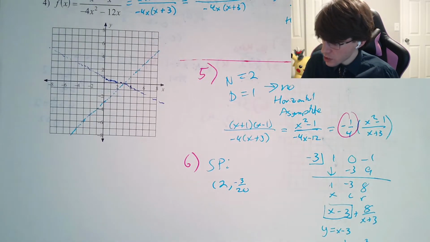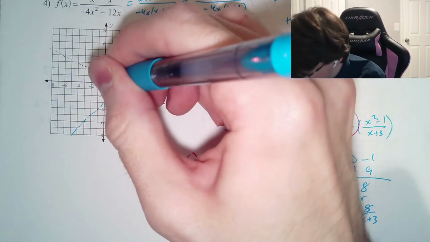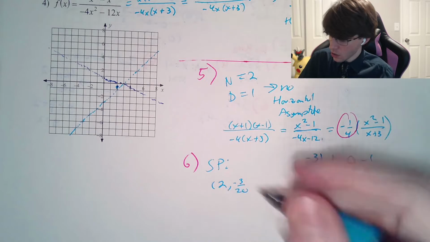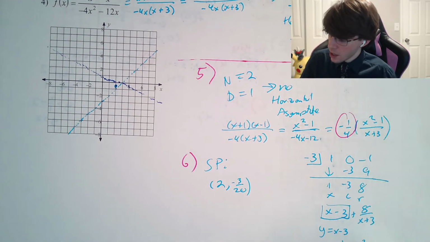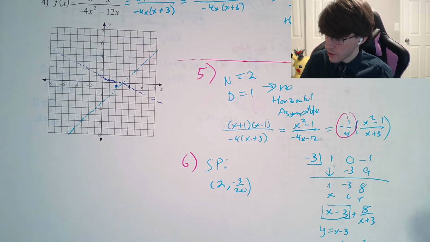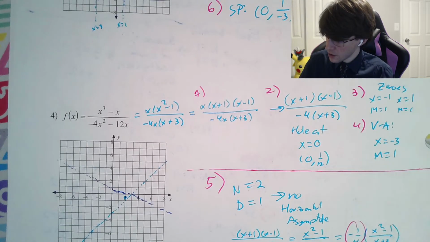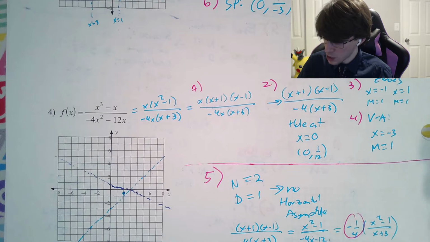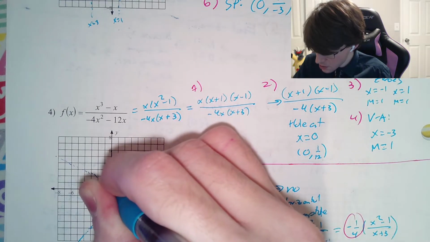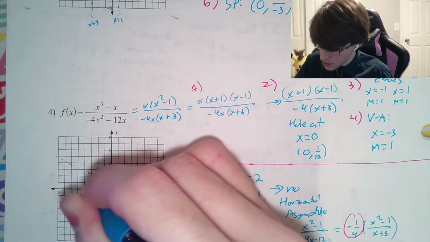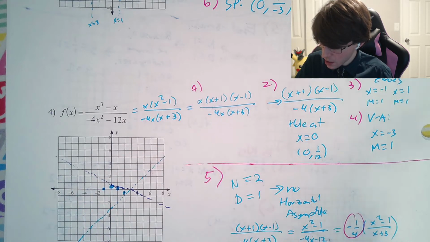So you have (2, -3/20), which is right there. That's our starting point. We have a bunch of other stuff to write down. We have this hole at x equals 0, comma, a 12. So you have a 0 to write right there. We have a 0 at 1. We have a 0 at negative 1.